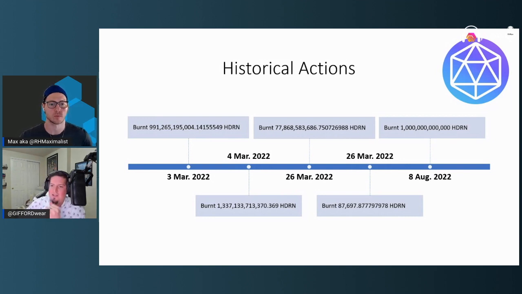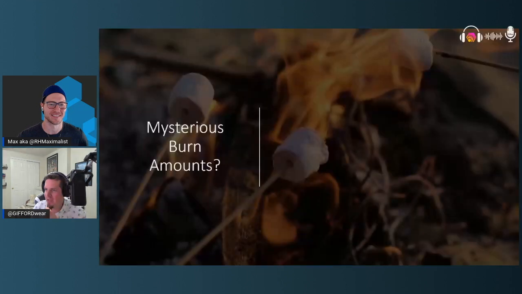Wow. So if you're looking at this and you see some weird burn amounts, that last burn of 1 trillion makes sense, right? It's just a round 1 trillion burn amount. The other amounts are weird, especially the 87,000 Hedron. Because what is 87,000 Hedron worth? Like 27 cents? Not much. So what's up with that? I would say that's a little mysterious. So I like where this is going. Let's look at these mysterious burn amounts.